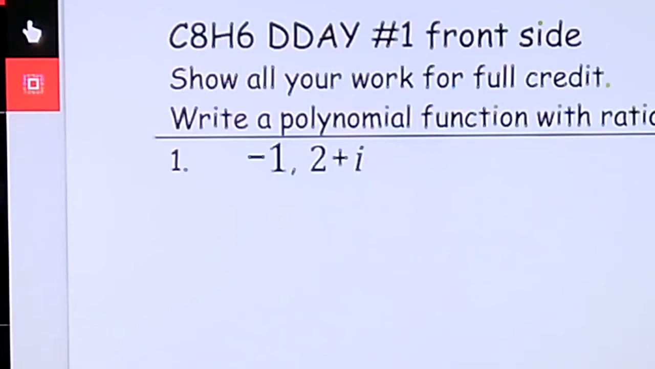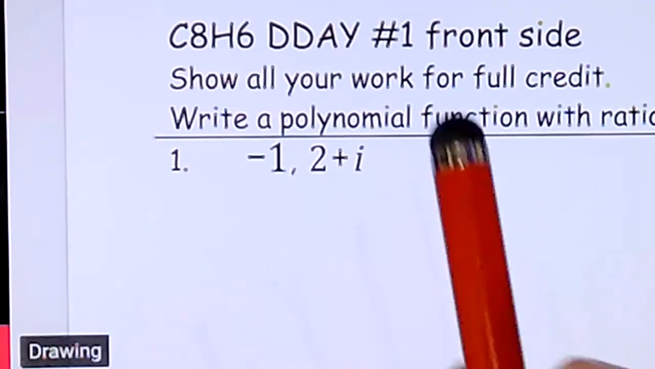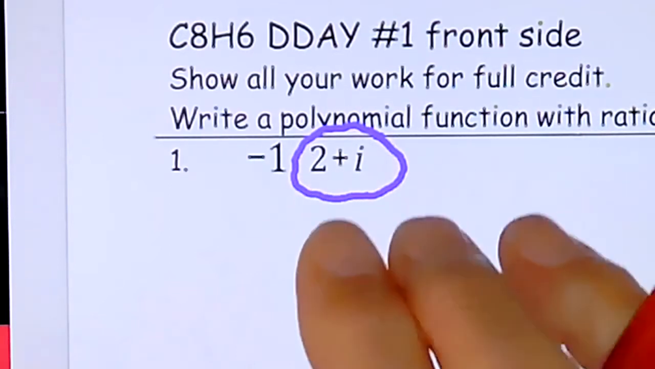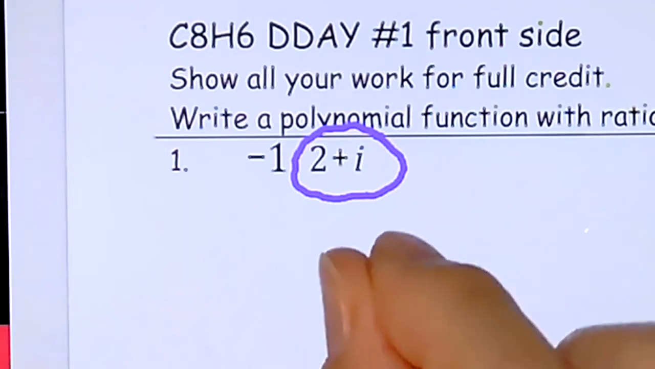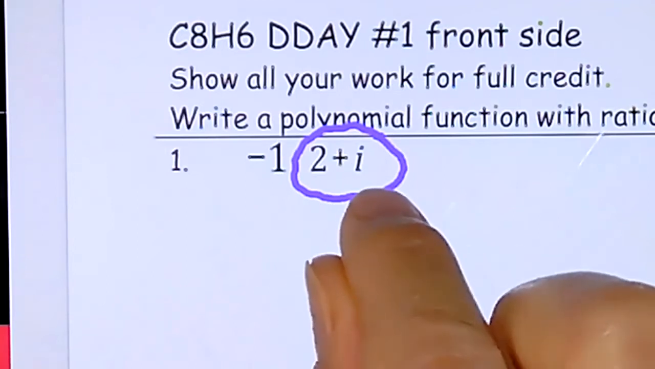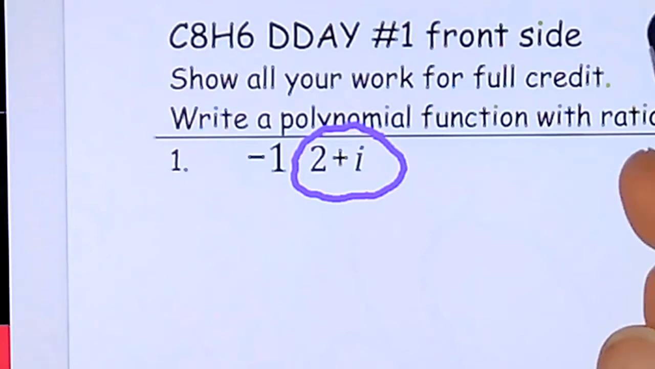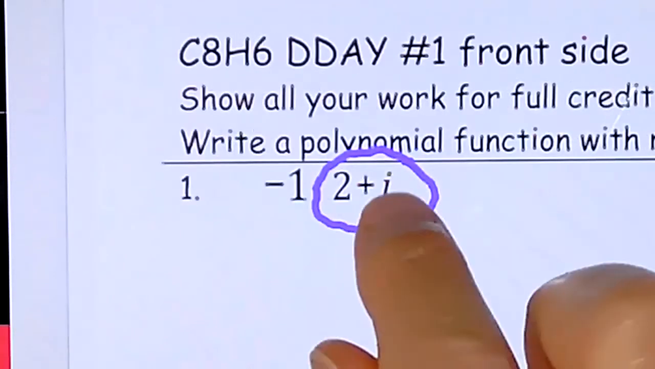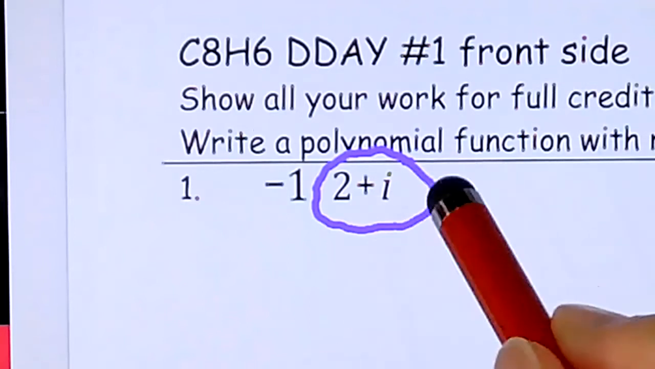So this video is on Chapter 8, D-Day number 1, Frontside classwork. This first problem is review from first semester. What you need to remember is that when we have any complex answer, root, or any radical, which i really is a radical, it's the square root of -1, you have it and you have its conjugate. The conjugate is when you change the sign in front of the i to the opposite.